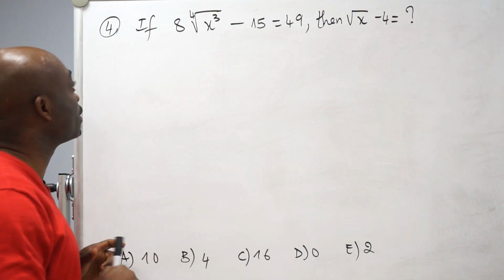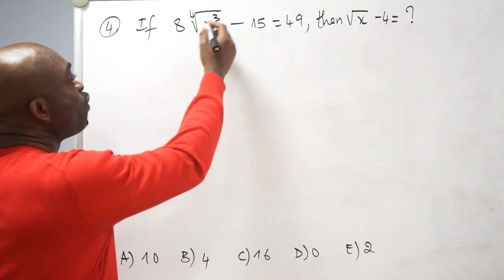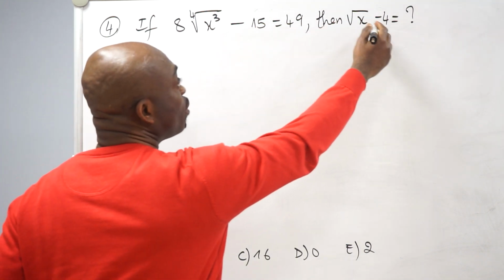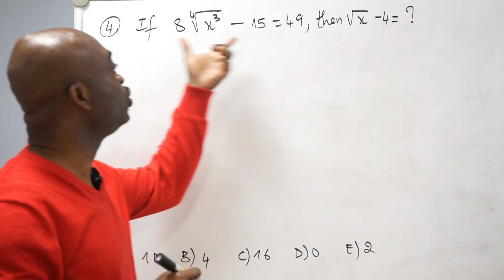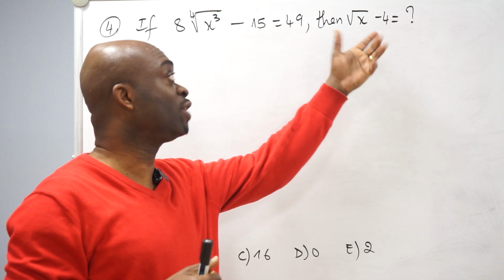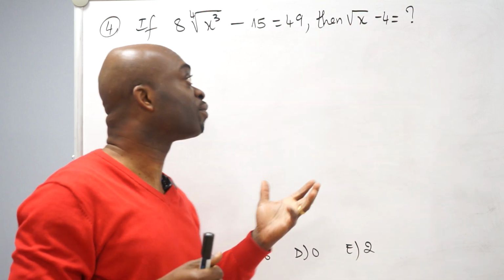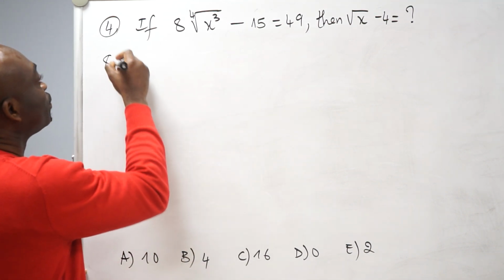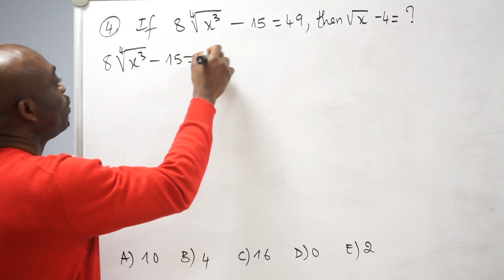Question number 4 here. We have: if 8 times the 4th root of x to the third power minus 15 equals 49, then the square root of x minus 4 is equal to what? So the best thing to do here is to use this equation, find x, and then substitute back in here so that you can find the result on that side. So let's go back here. So this is 8 times the 4th root of x to the third power minus 15 equals 49.